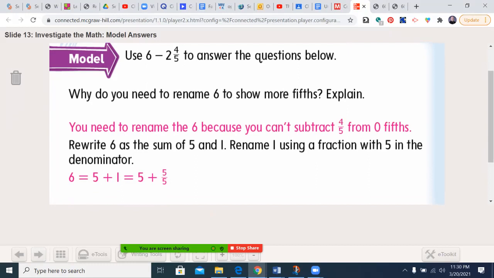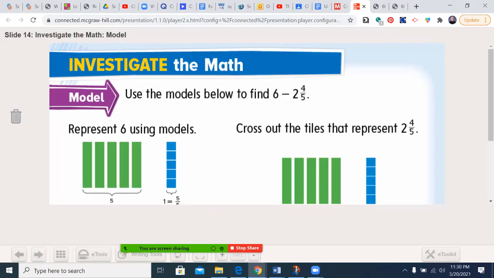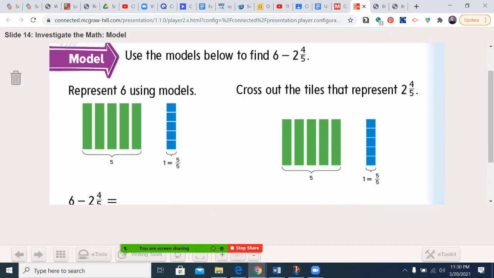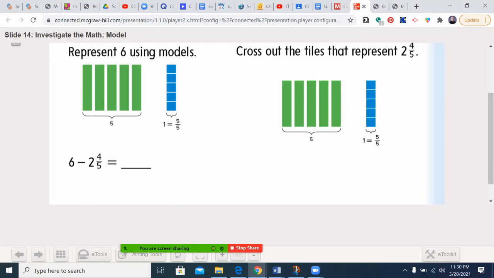Let me see the answer. Use the models to show 6 minus 2 and 4/5. You could do the model version. We got rid of 2. So there's your 3. And we had taken one of the, where they talked about 5 and then 1. That 1 we broke into fifths. So now we have 1, 2, 3. And we got rid of 4 of these, the 1/5.